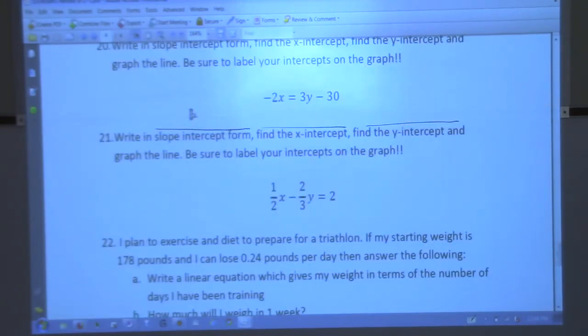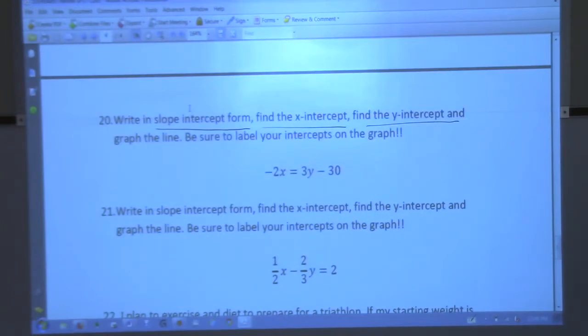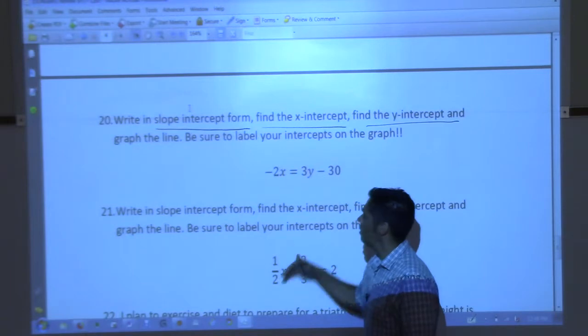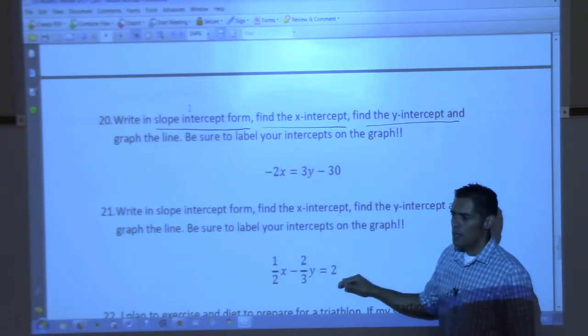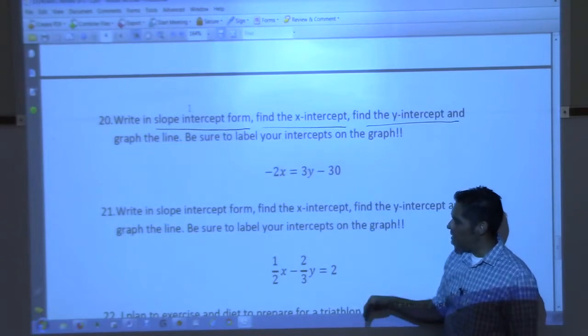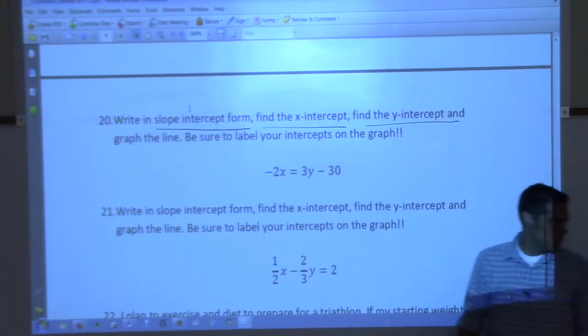Same exact question. Number 20 and 21 are the exact same instructions, 2 different equations. So you can see this one has a little bit more to do, messy numbers, I guess. This one's got some fractions in it.